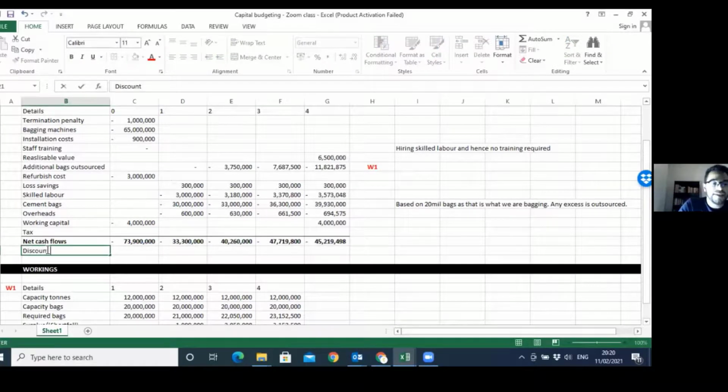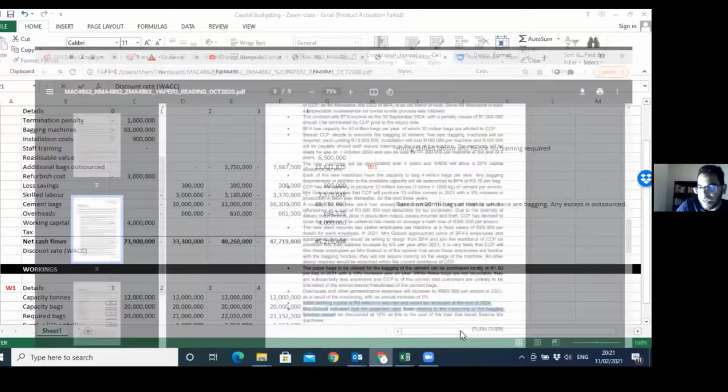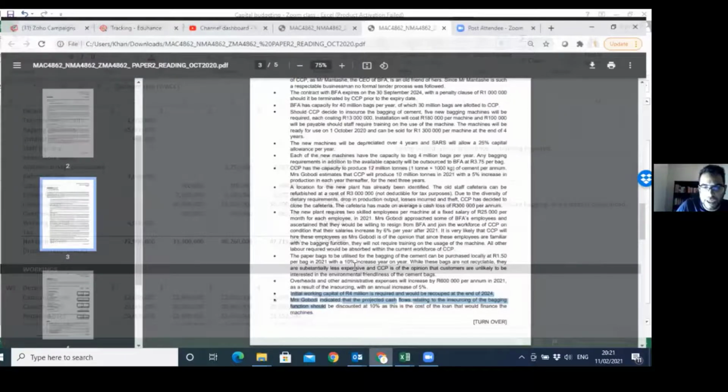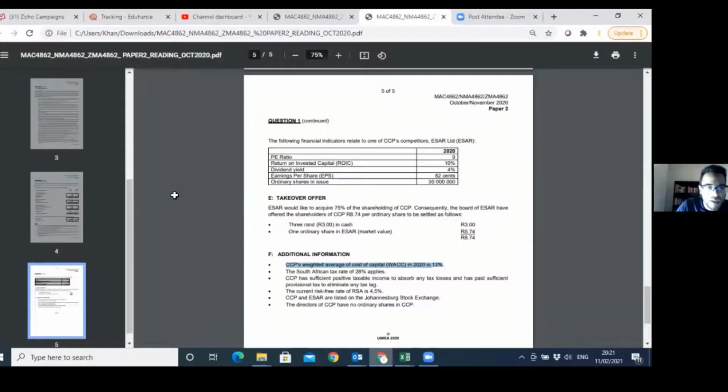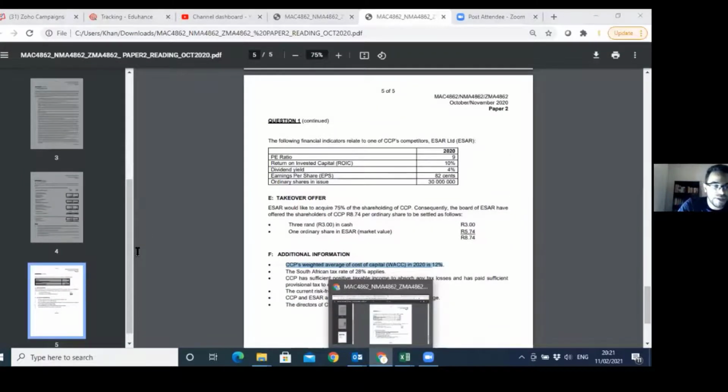Now remember, they said the discount rate must be the 10%, which is the loan specific finance. But that is not appropriate. The discount rate for capital budgeting is always WACC. In the scenario, right at the end, they said CCP's weighted average cost of capital is 12%. Do you see that? Okay, so it is 12%.